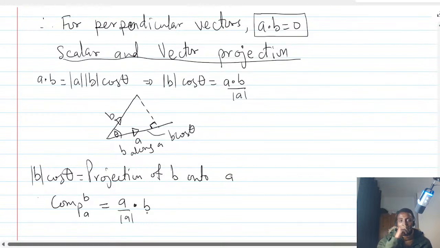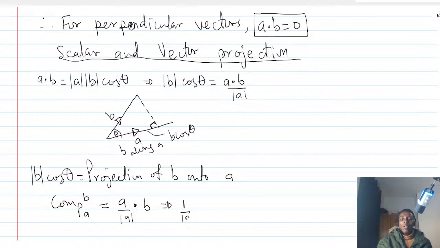Now think about this carefully. It is interesting to know that this is also the same as 1 over |A| multiplied by A, and then dot B, meaning the unit vector along A dotted with B. So in simple terms, if you want to find the projection of B onto A, it is the unit vector of A dot B. I hope the concept is clear.